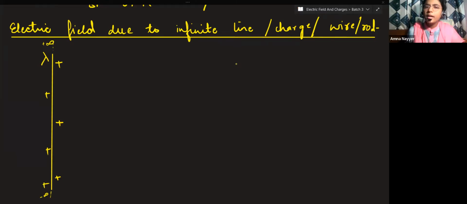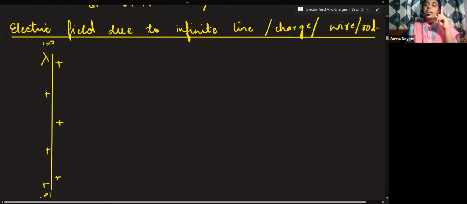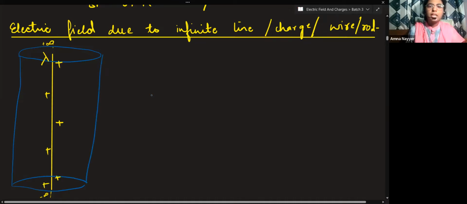But this is an open wire. So what do we have to do? We have to construct a Gaussian surface. Whenever you have a wire or a line, the Gaussian surface is always cylindrical. If I draw a cylinder around it in this manner, is this a closed surface now? Is my charge inside my wire inside a closed surface? Now I can say Gauss theorem will be considered.